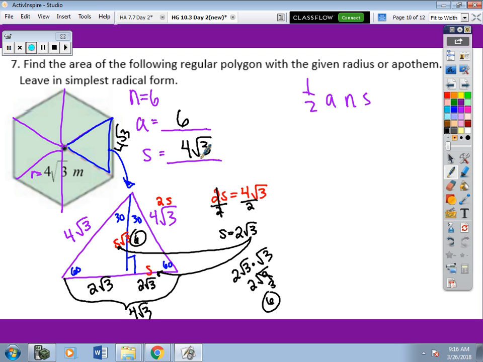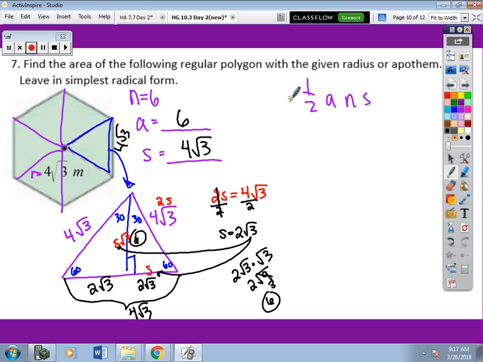Now some students will say, Mrs. Bennett, it happens to be the same as the radius. Yes, that does happen in a hexagon, only a hexagon. For a pentagon that wouldn't happen, or an octagon that wouldn't happen, but in our hexagon, if you look at this big triangle, 60, 60, 60, these will be equilateral. So in a hexagon they will always be the same. But you still needed to do all that work because you didn't know what the apothem was.